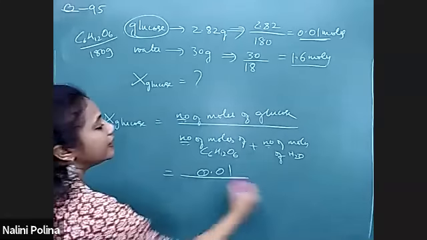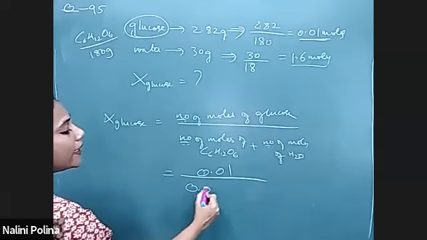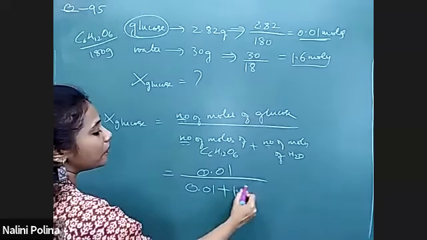Substitute in the formula. Number of moles of glucose is how much? 0.01 divided by 0.01 plus 1.6. And that would be your answer. So which is the option here? Calculate and tell me which is the option. Option 1. Everybody got option 1. How much is your answer?